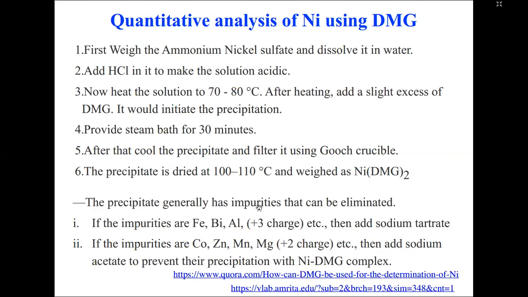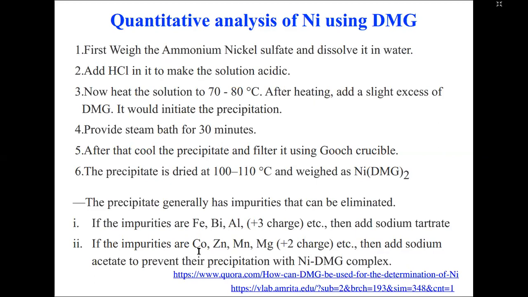The precipitate generally has impurities that can be eliminated. Okay, so always there is going to be some interference. So if the impurities are iron or bismuth or aluminum, those with +3 charge, remember we are working with nickel 2 plus ion. So if there are other cations that are interfering with the nickel 2 plus ion analysis, then for the one with +3 charge, you can add sodium tartrate. If you add sodium tartrate, then it will bind with these impurities and they will not react with DMG.